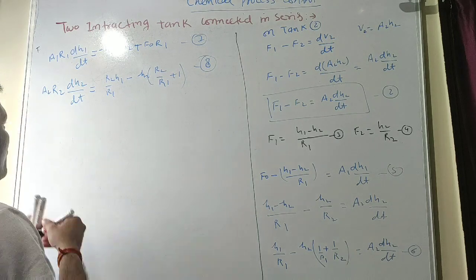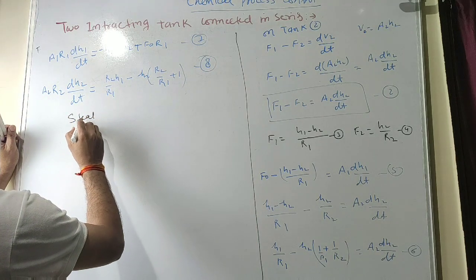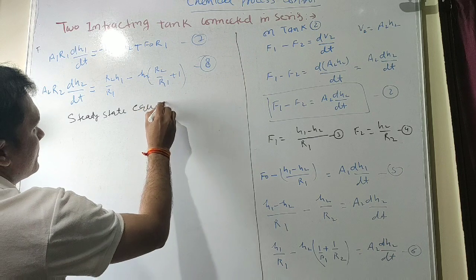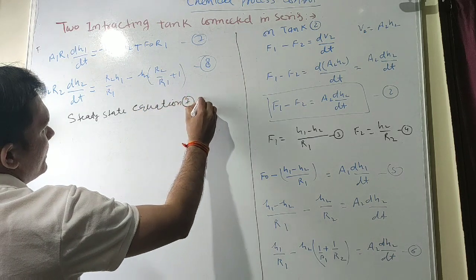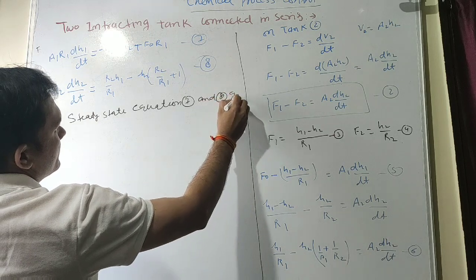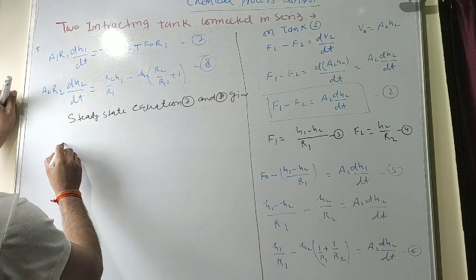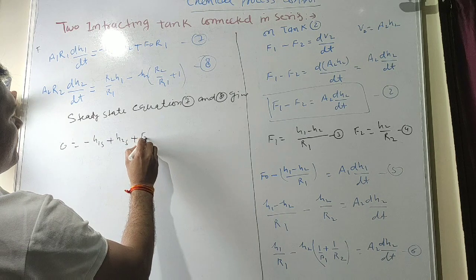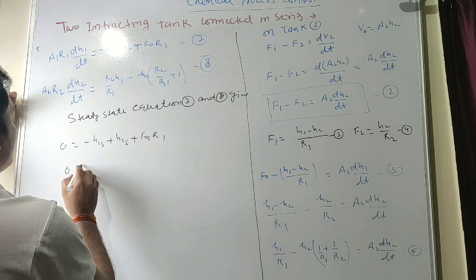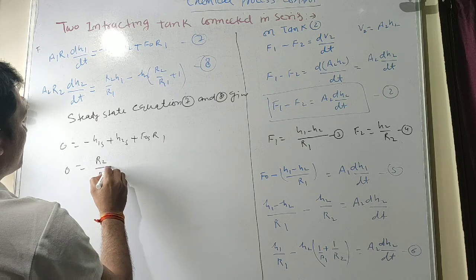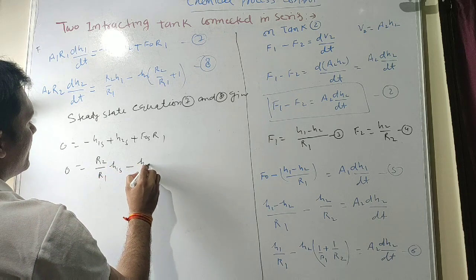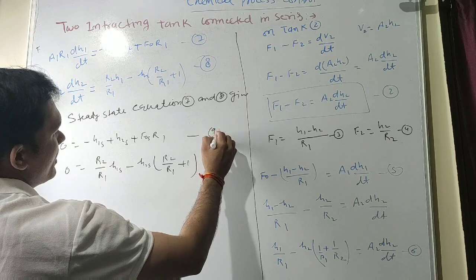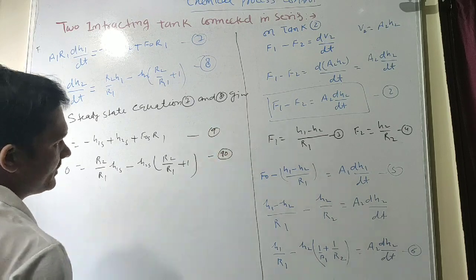Now at steady state, equations 7 and 8 give 0 equal to minus H1s plus H2s plus F0s into R1, and 0 equal to R2 upon R1 H1s minus H2s R2 upon R1 plus 1. So this is equation number 9 and 10.